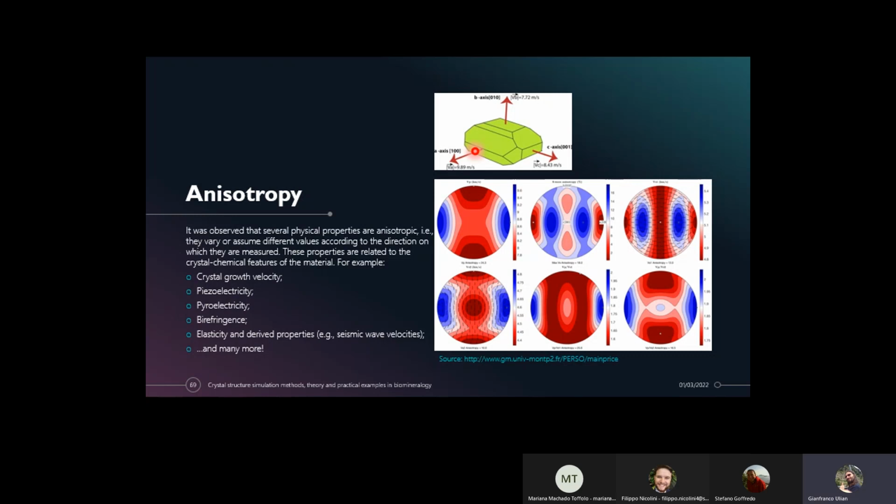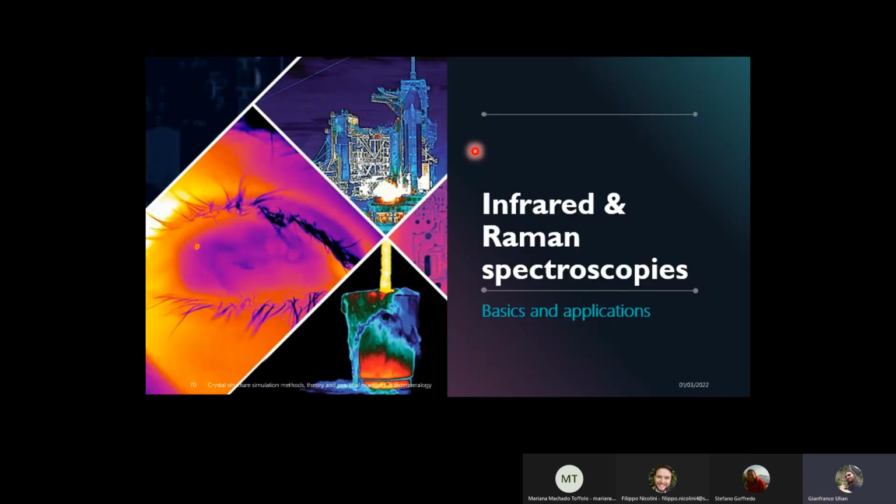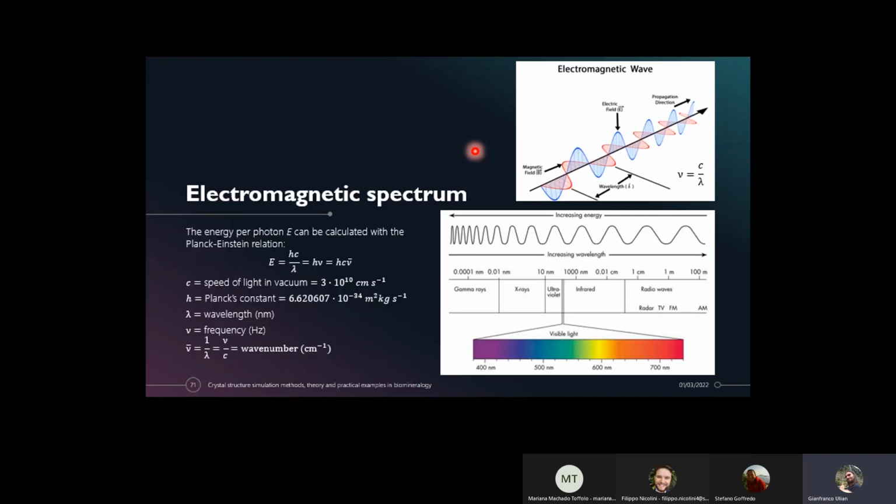Okay, so I'm going very quickly on this topic here. Infrared and Raman spectroscopies. I would like to give you some hints about these important analytical techniques that can be employed in crystallography, and that use crystallography as a basis for the interpretation of the results. To introduce this concept, I have to make a very small review of the electromagnetic spectrum.